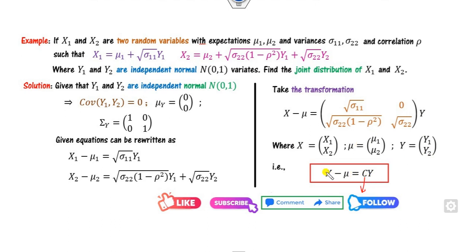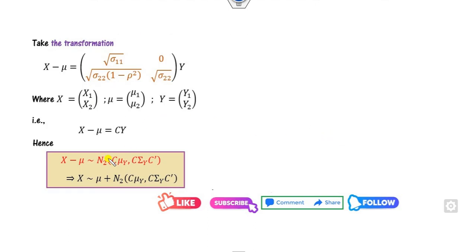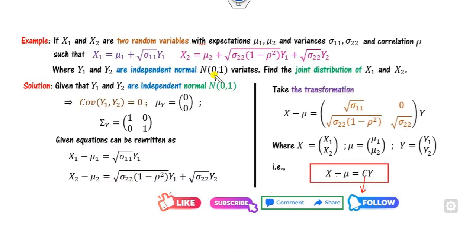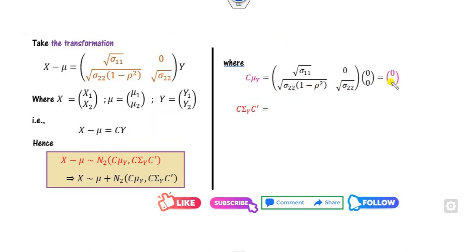So therefore x minus y will follow this. Having the mean is C mu and of this. Remember, this is for the y case. And I can find the x is mu plus of here. So my target is to find this number. Now for this we need a mean of the y. It is given that mean of the y's are my 0. Sigma of the y's are my 1, 0, 0, 1. So I can substitute here.